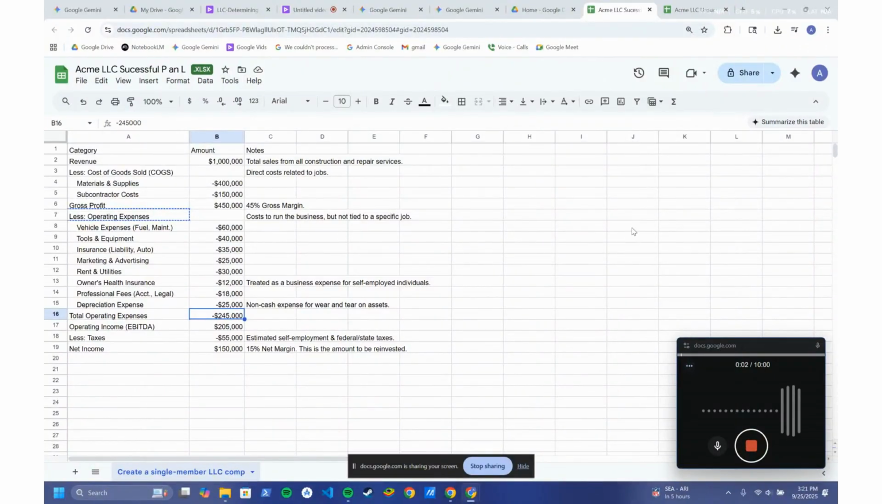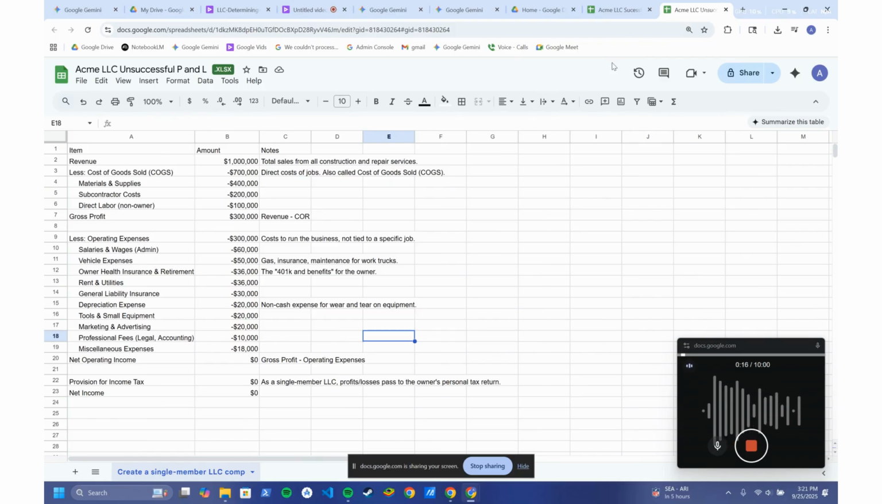All right, this one's about interpreting a profit and loss statement. Should be pretty straightforward. I got two companies. They're the same exact company. They both have $1 million in revenue, and they both are construction-based companies. However, one is unsuccessful and one is successful.